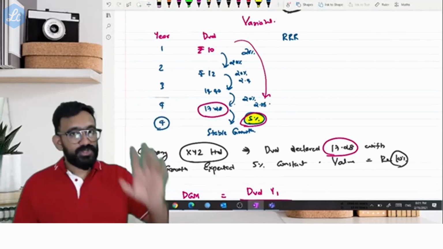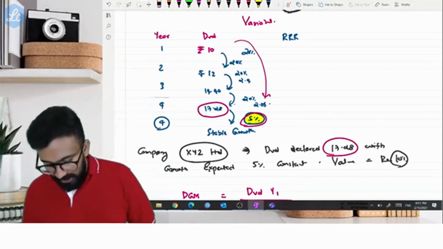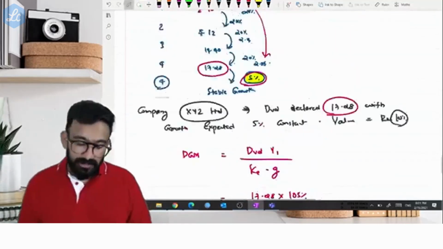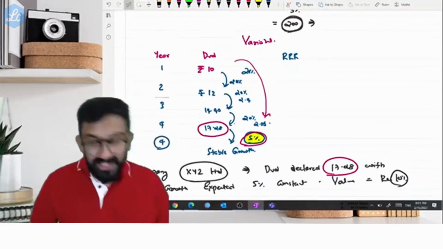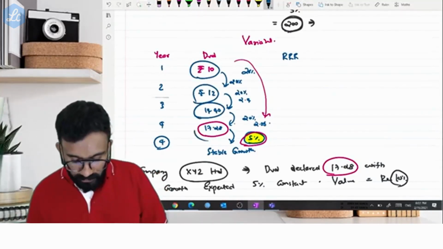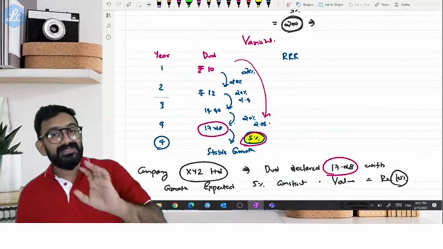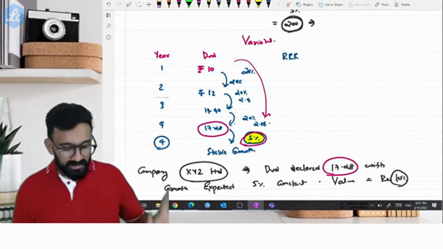Yes or no? If it is only giving you that 17.28 until infinity, yes, I'm going to have a value of 290. But if there is another company which is giving you additional returns, which is 10, 12, 14.4, 17.28, all that, then that company will have some extra value. This is something that we can all agree on.